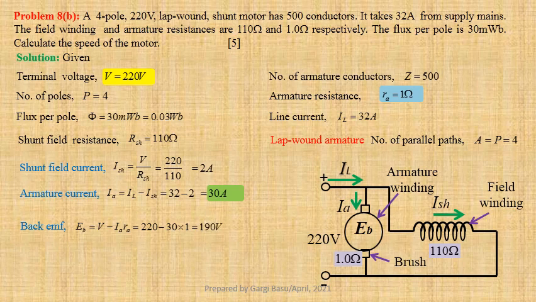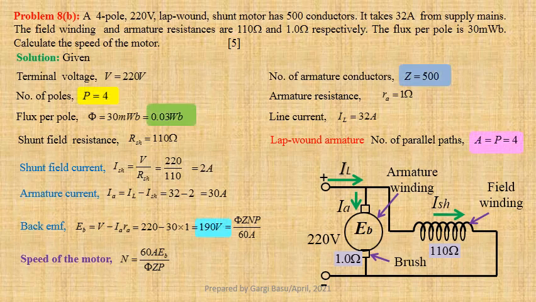Again back EMF EB equals phi ZNP divided by 60A. Therefore, expression for speed of the motor will be N equals 60A EB divided by phi ZP. Using values we get 60 into 4 into 190 divided by 0.03 into 500 into 4. That gives us 760 RPM.